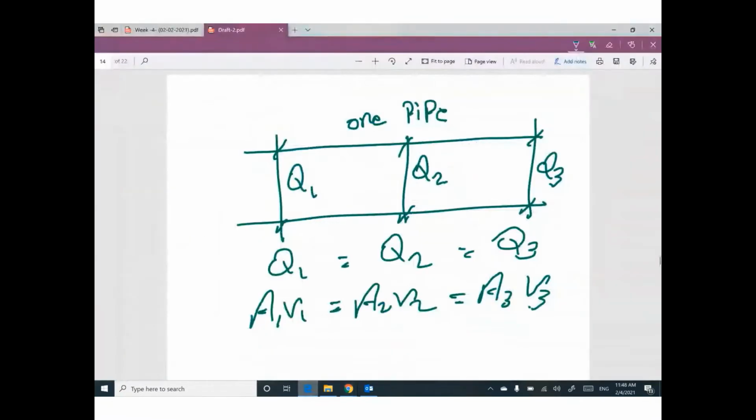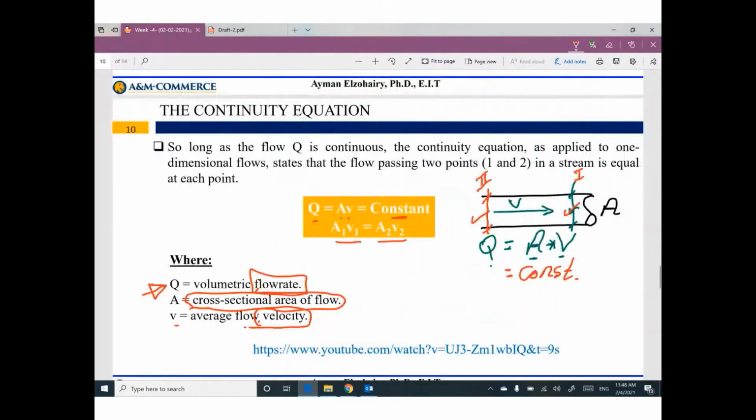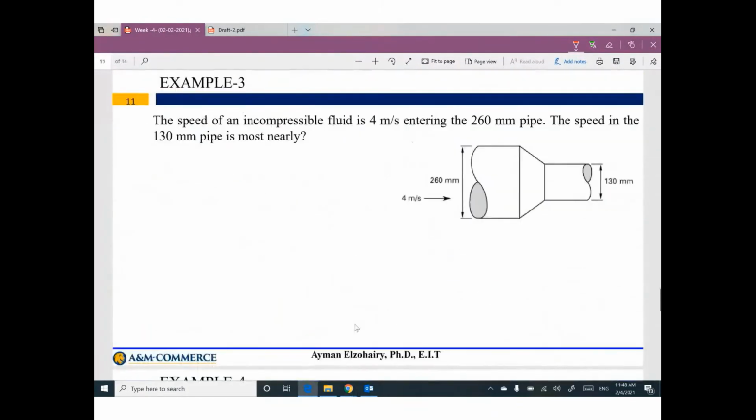Okay, let's do these examples. This example is a very good example. You can find something like this in your FE exam. If you are planning for the FE exam, you can find something like this. As I told you, the FE exam is a piece of cake, but you just need to be a little bit organized. So we have two pipes connected together.